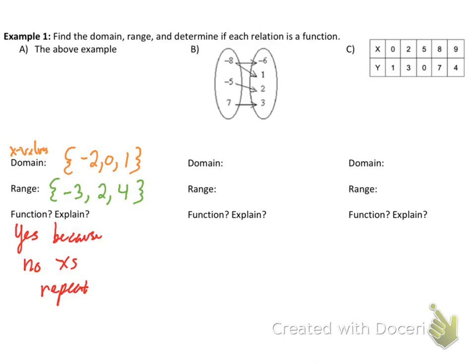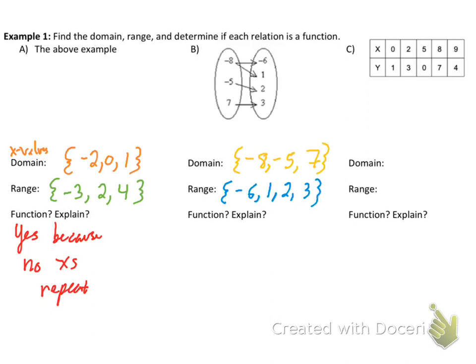Okay? In our second example, we're looking at this mapping. The domain is the set of all the x values. So we got -8, -5, and 7. The range is all the y values, which is -6, 1, 2, and 3.